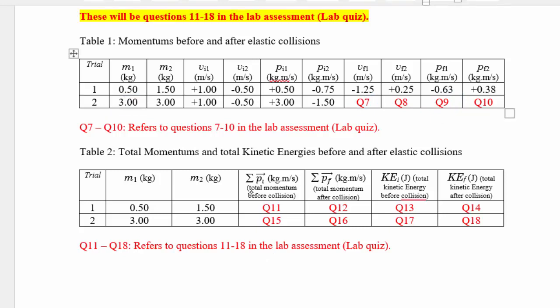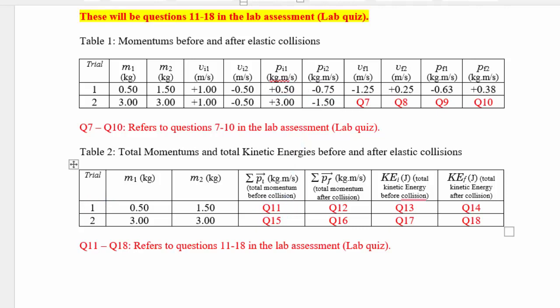Now, the calculations you need to do start from question number 11, where you are asked to find the total initial momentum, which is this one here. Question 11, this refers to trial number 1 here, will be the sum of the initial momentum of the first mass m1, this one here, plus the initial momentum of the second mass in the first trial. So the sum of those two will give you the total momentum before collision.